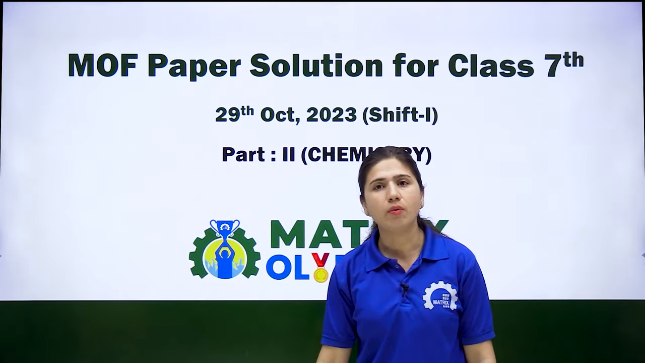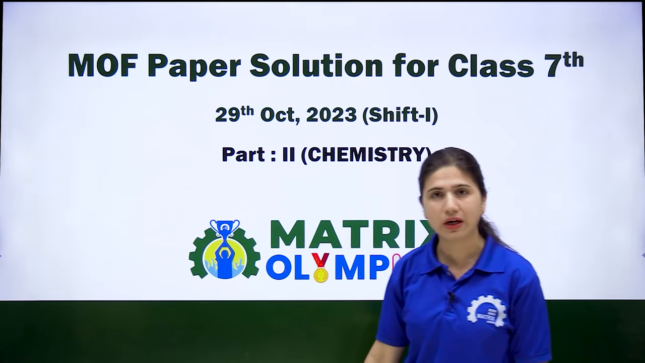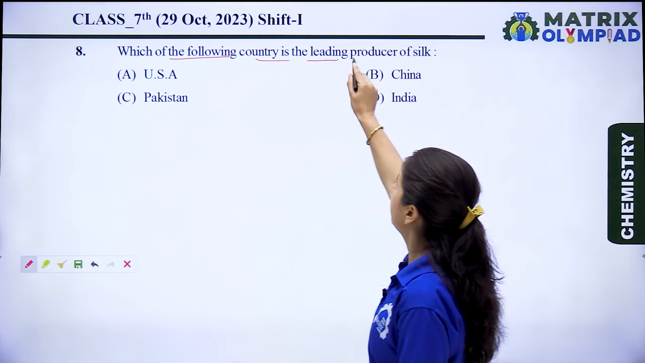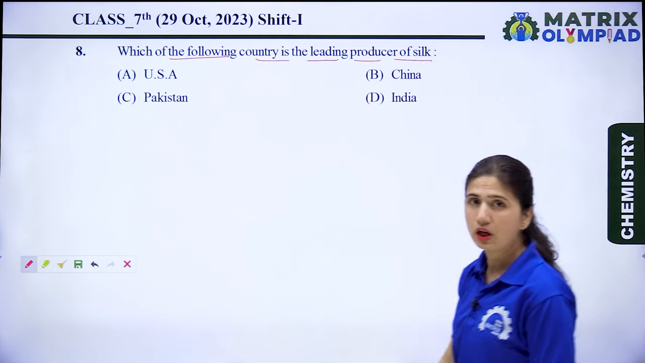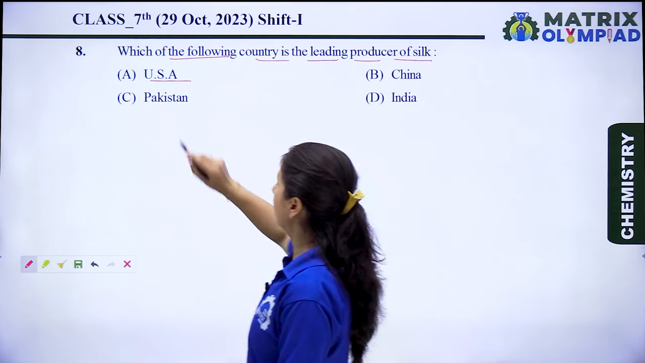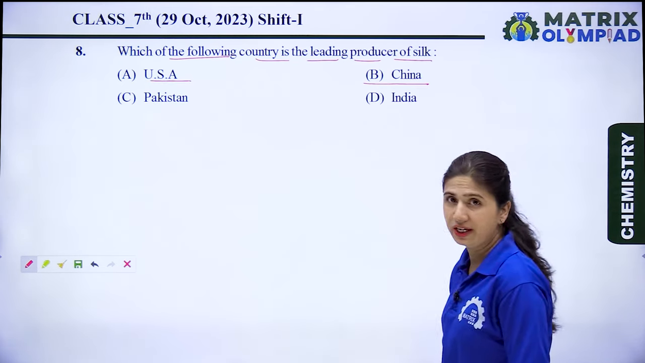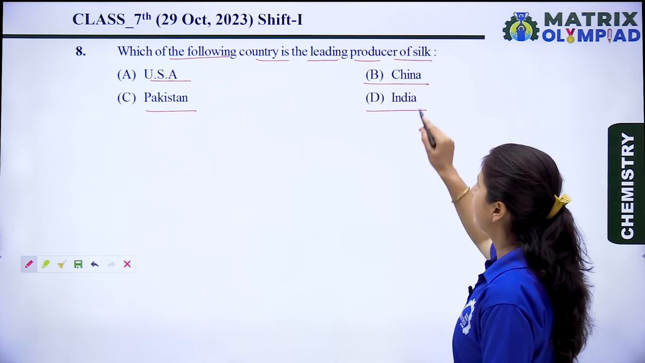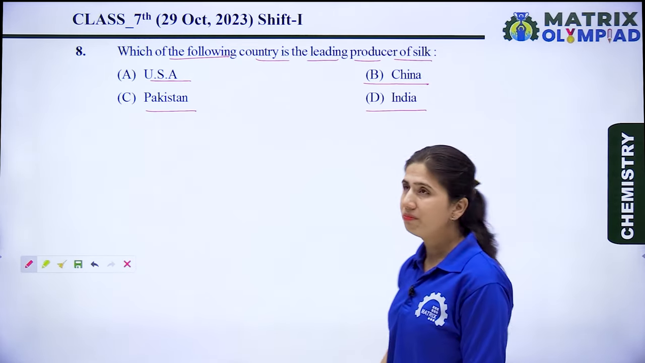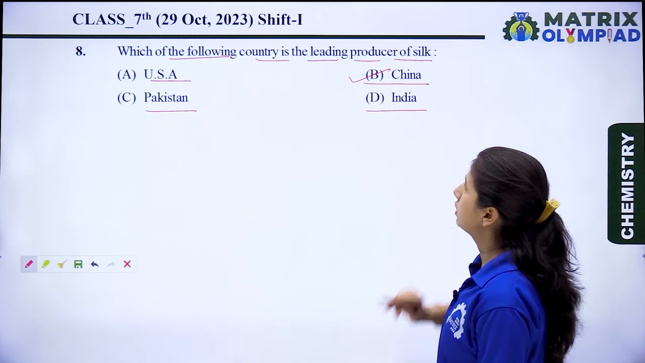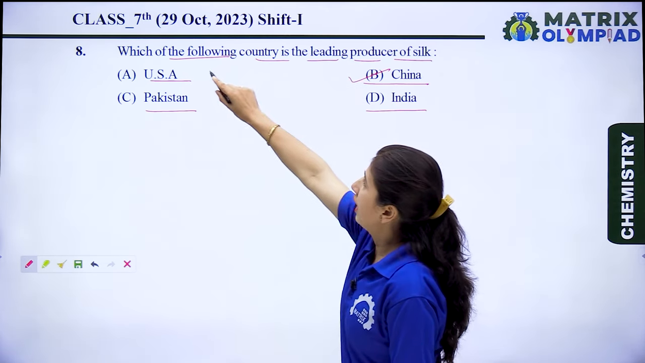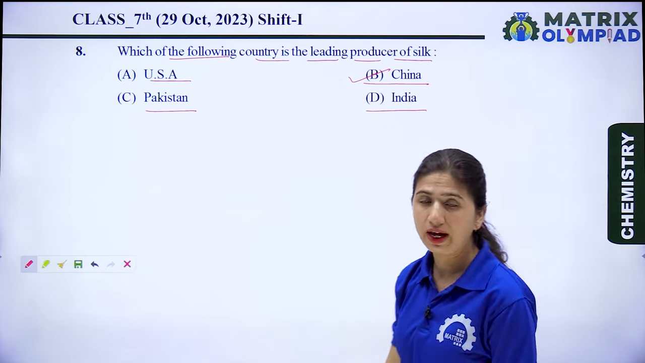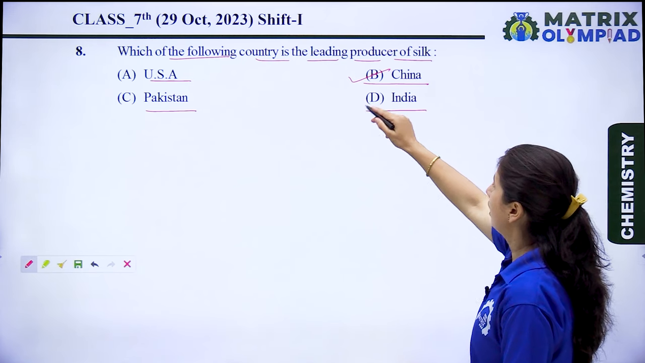Hello everyone. Now we will discuss the chemistry portion of class 7th. The question is, which of the following countries is the leading producer of silk? Option A is USA. Option B is China. Option C is Pakistan. And option D is India. Option B is the right option for this question. China is the leading producer of silk, and in the second position, India is there.